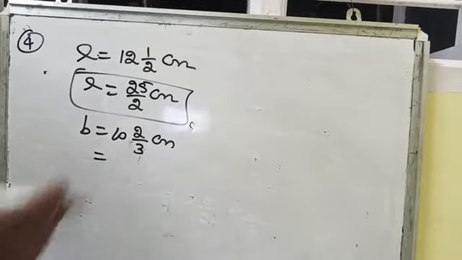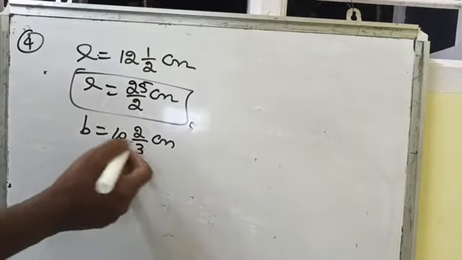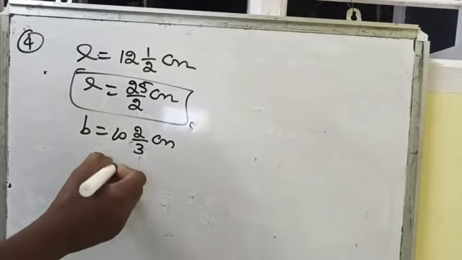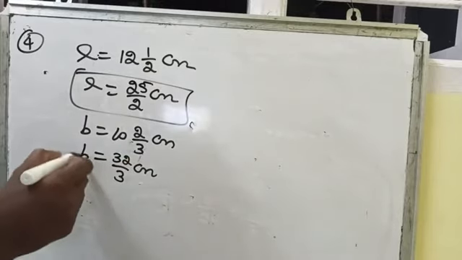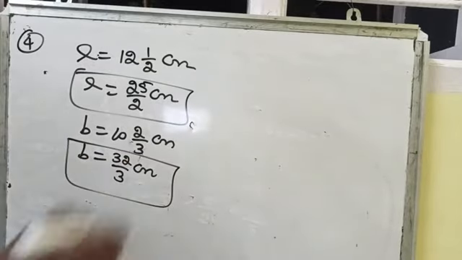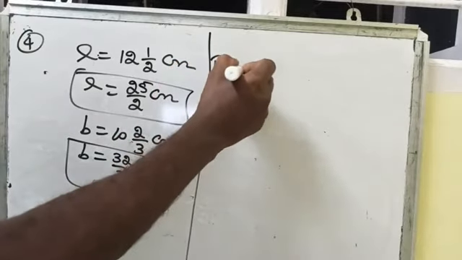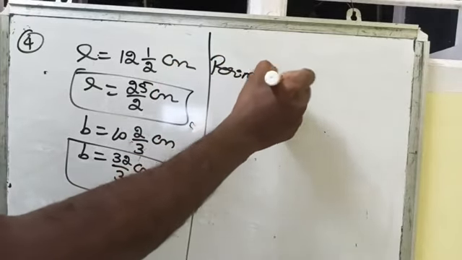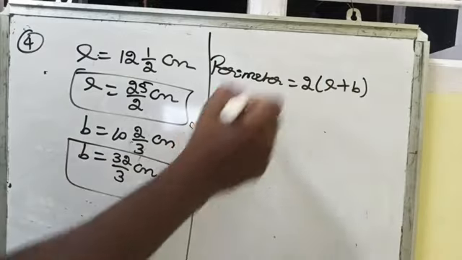It is given as a mixed fraction, so you have to convert it into an improper fraction. 10 3s are 30, 30 plus 2 is 32 by 3 centimeters, which is the breadth. They asked us to find the perimeter. What is the perimeter of a rectangle? It is 2 times the sum of the adjacent sides, that is length plus breadth.